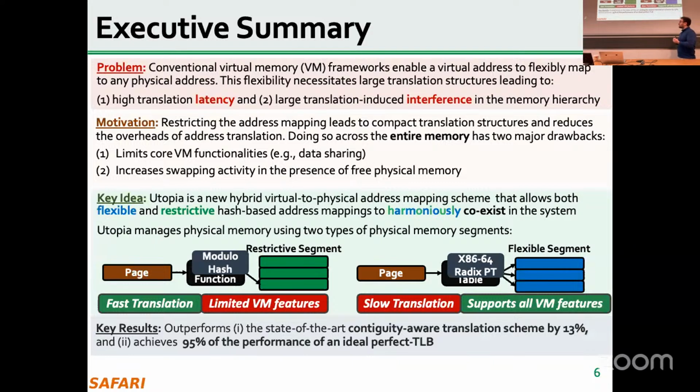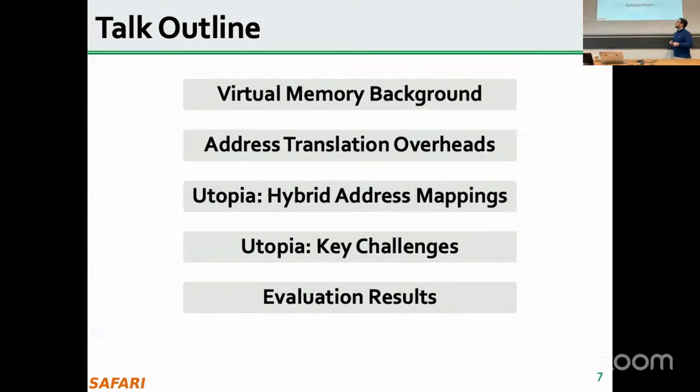Our key result in this work is that it outperforms the state-of-the-art contiguity-aware translation scheme by 13%. This is the second best performing, state-of-the-art scheme. Utopia achieves 95% of the performance of an ideal perfect TLB, where we simply hit in the L1 TLB, as an oracle study. The code is online and you can find it on GitHub. This is the outline of my talk. I'm going to deliver a bit more background in the first paper, and then we're going to reuse the same background in the next papers.